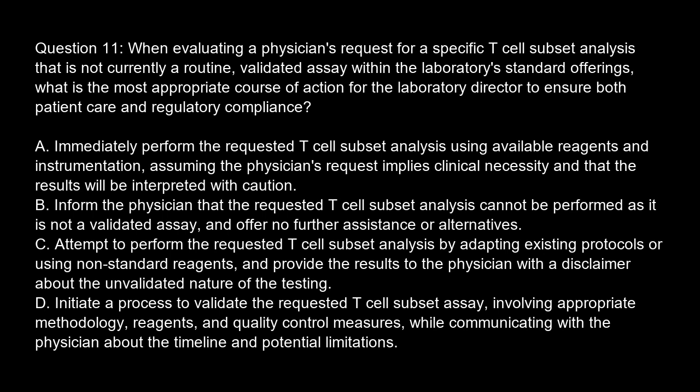Option C. Attempt to perform the requested T-cell subset analysis by adapting existing protocols or using non-standard reagents, and provide the results to the physician with a disclaimer about the unvalidated nature of the testing. Option D. Initiate a process to validate the requested T-cell subset assay, involving appropriate methodology, reagents, and quality control measures, while communicating with the physician about the timeline and potential limitations.